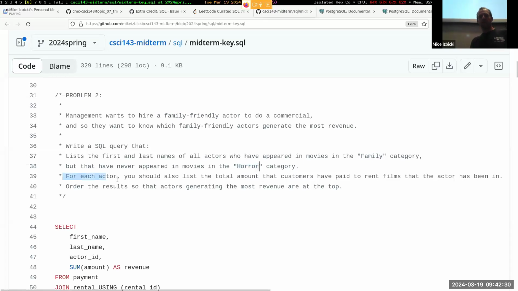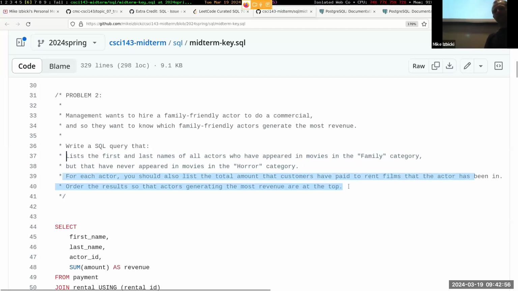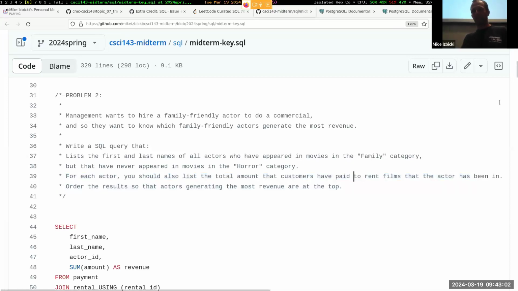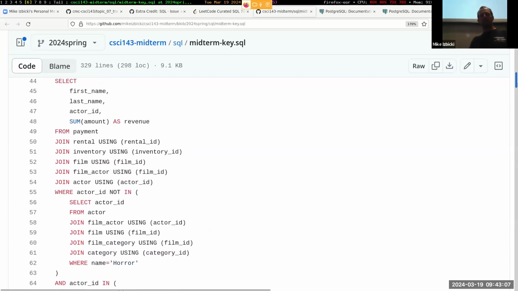But then the thing that was different is that for each of those actors, you have to get the total amount that customers have paid for that actor's films. And this total amount that people have paid for films was also a different homework problem. So this is somehow combining 2 of those different homework problems together. Most people did this first part correctly, but then there were a lot of problems on the second part of calculating the amount of money that people paid. My solution is fairly long, so multiple pages worth right here.